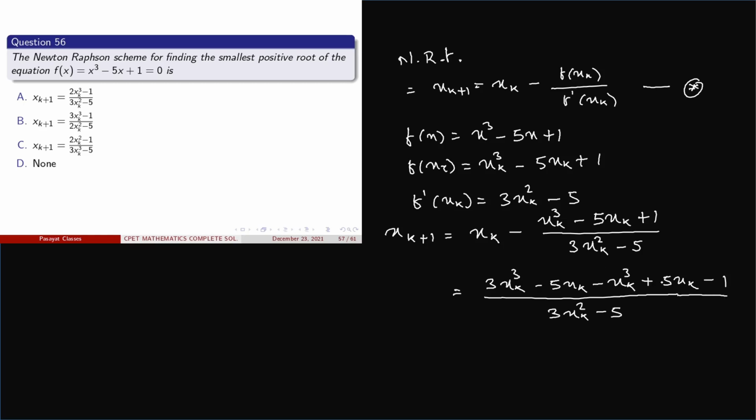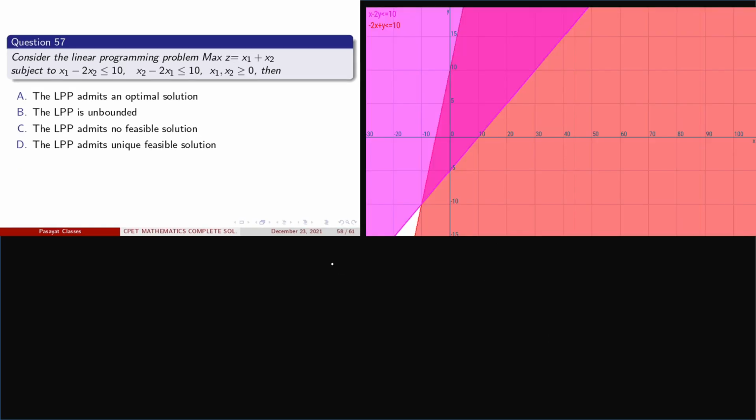So these 5 x k and 5 x k cancel out, and from this we get 2 x k cube minus 1 divided by 3 x k square minus 5. So x k plus 1 is equal to 2 x k cube minus 1 by 3 x k square minus 5. So option A is correct one. Clear? Now come to another question, that is question number 57.